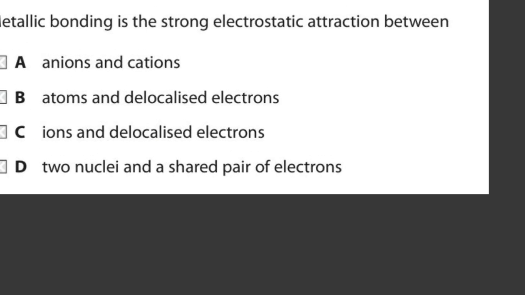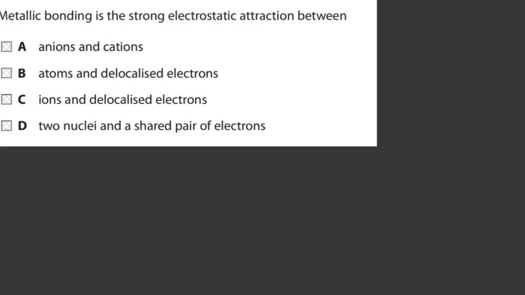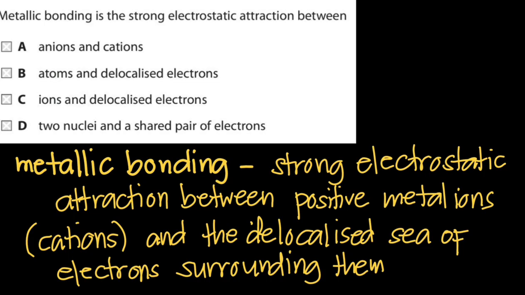Metallic bonding is the strong electrostatic attraction between blank. So what is metallic bonding? Metallic bonding is the strong electrostatic attraction between positive metal ions, or what we call cations, and the localized sea of electrons surrounding them. So the answer here should be letter C, between ions and the localized electrons.